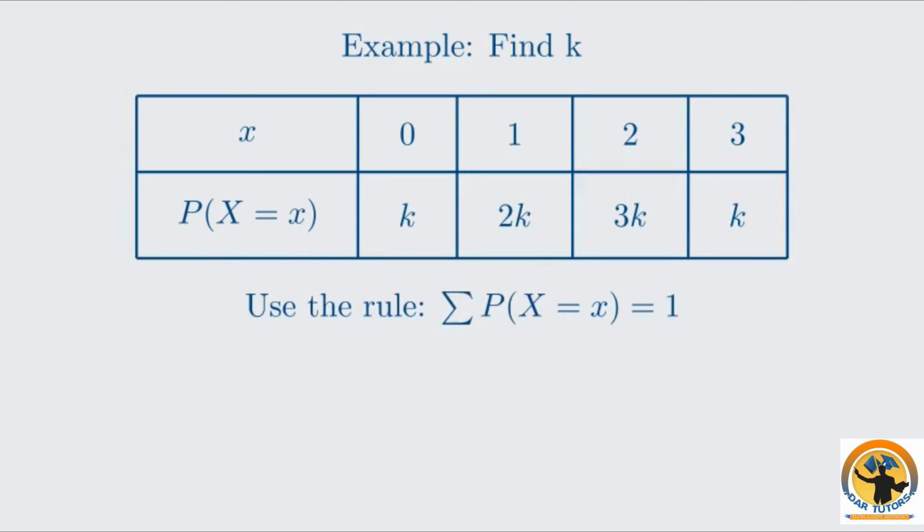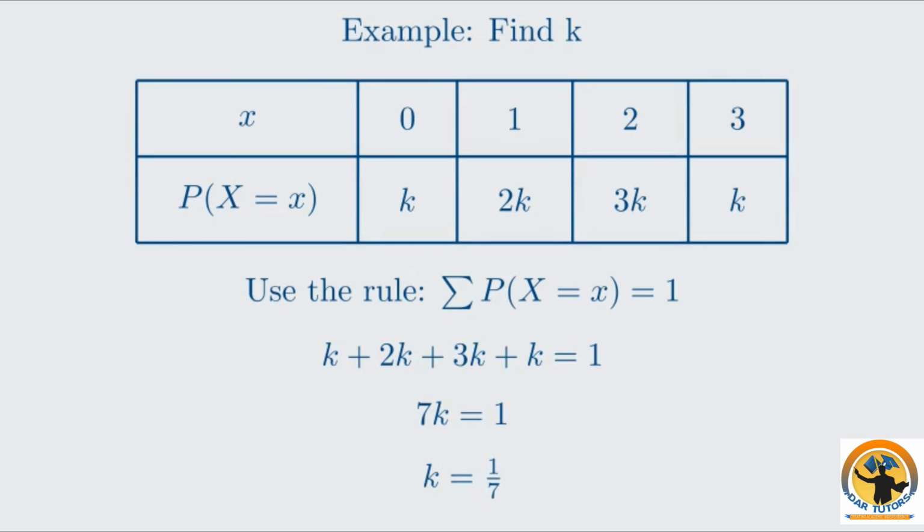We must use the rule that the sum of all probabilities is 1. So we add all the probabilities in the table and set the sum equal to 1. That's k plus 2k plus 3k plus k equals 1. Combining the terms, we get 7k equals 1. Solving for k, we find that k must be 1/7. Now we have the value of our constant.